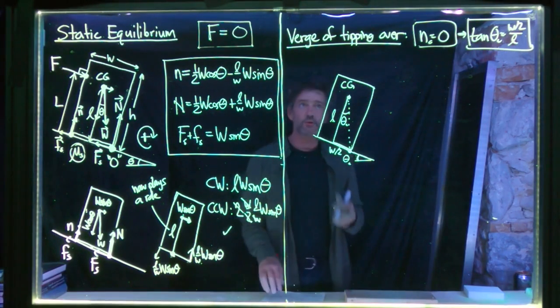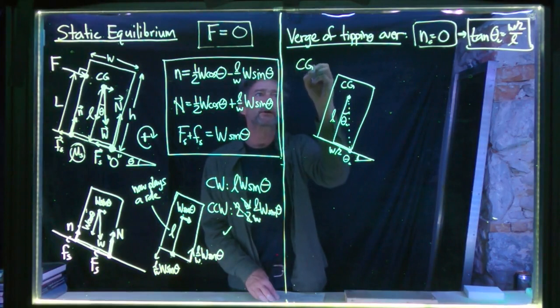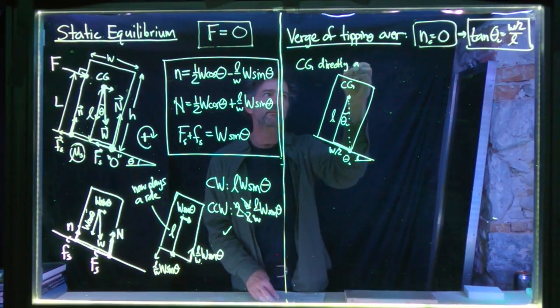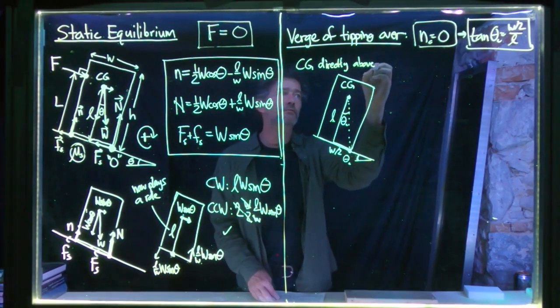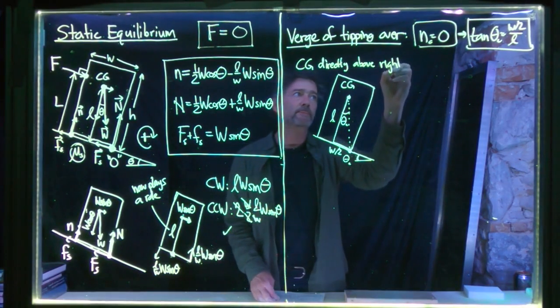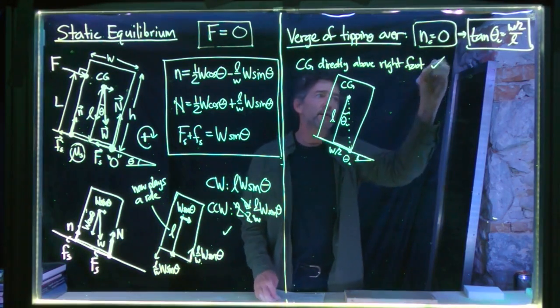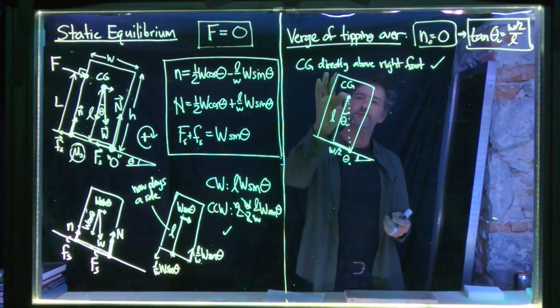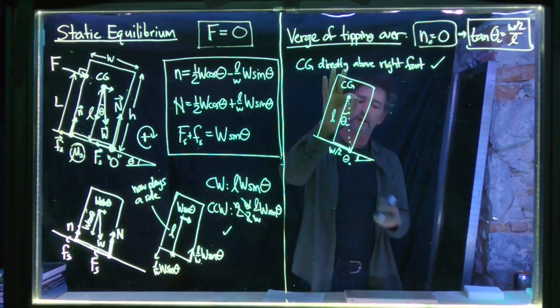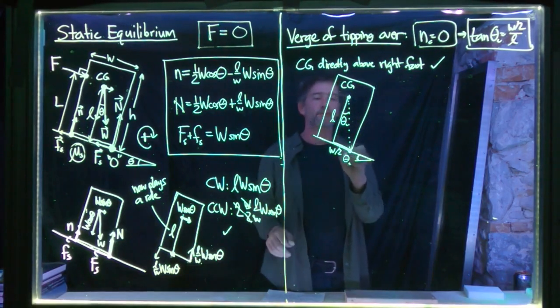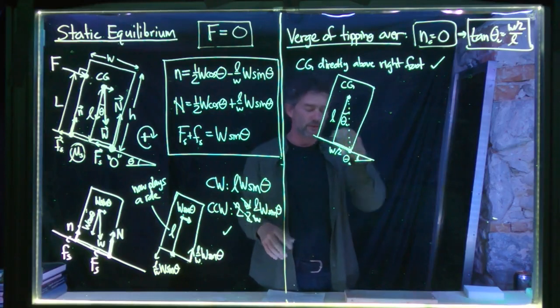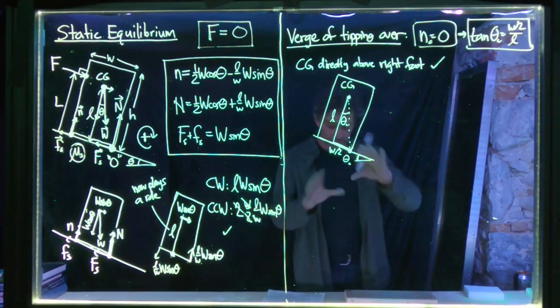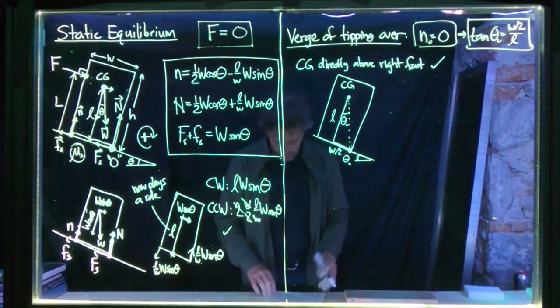And so that makes total sense. So the center of gravity is directly above the right foot. Okay, and that makes total sense. So if you tip it more than that theta critical, obviously the center of gravity will then be to the right of that point, and so gravity will exert a torque about that point, and the thing will accelerate. There'll be an angular acceleration, and it will actually tip over. Okay?